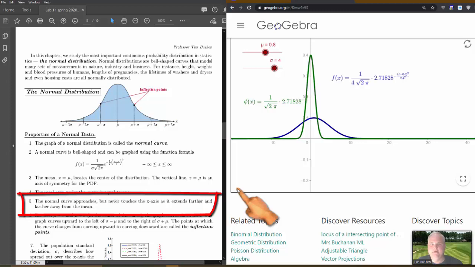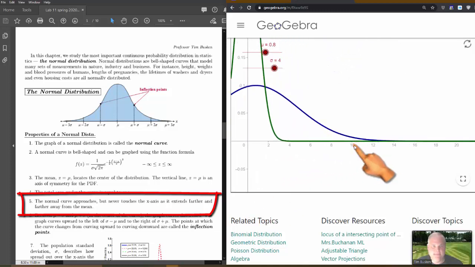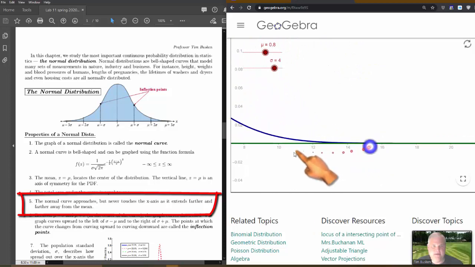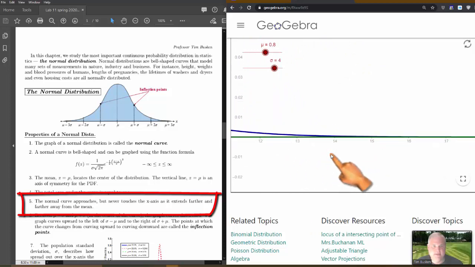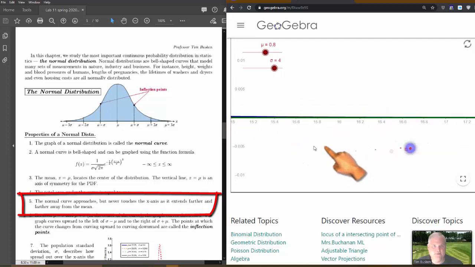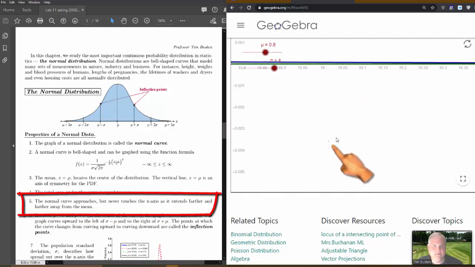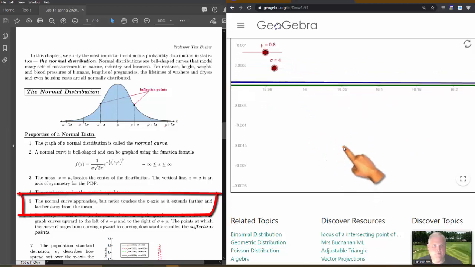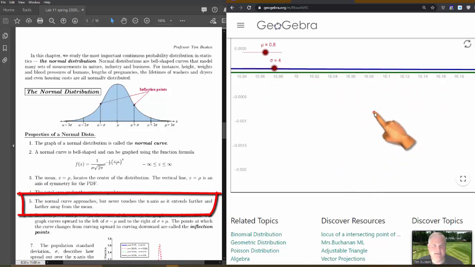Property 5, the normal curve approaches but never touches the x-axis as it extends farther and farther away from the mean. That means that we can zoom in here, and it doesn't matter how far down the x-axis we go, you can always zoom in and see that the normal curve is above the x-axis.